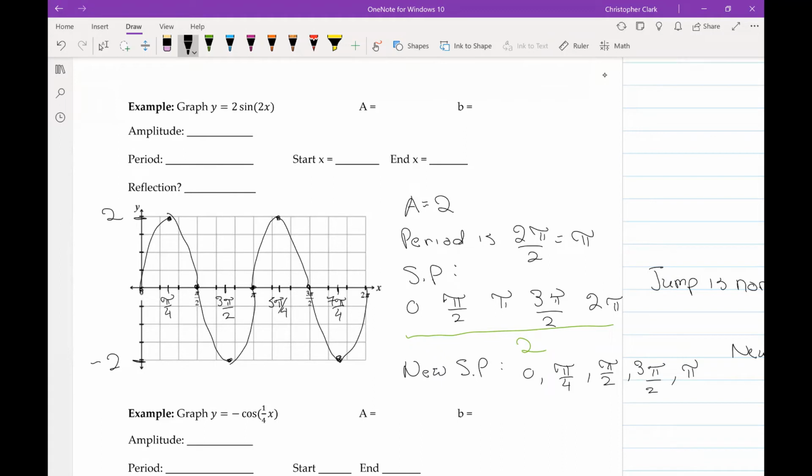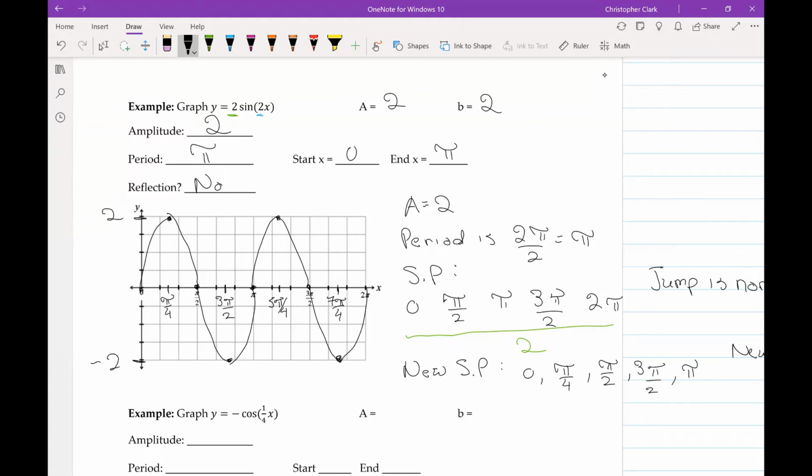Bingo. So this is what we expected, right? If we took the period and divided it by 2, and the normal period is 2 pi, we expect to be able to graph it twice on a graph that goes from 0 to 2 pi. So in this case, the amplitude is going to be 2. The period is going to be just pi. It's not reflected, and it starts at 0 and ends at pi. In this case, our A is 2, and our B is also 2.